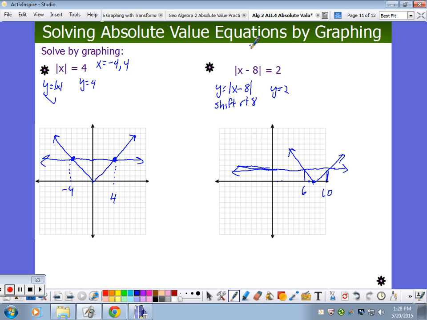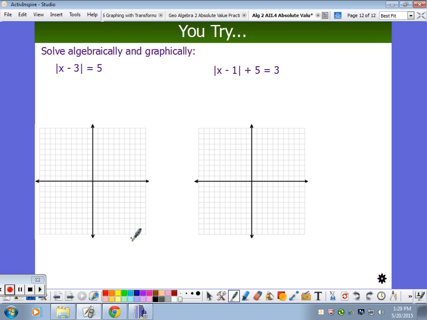We know how to kind of solve it, plug it in. 6 minus 8 is negative 2, absolute value. 10 minus 8, 2. Looking at where they intersect. These are your tries. The only thing is I want to actually do this one. I want to do that last try, because our graphing's not so good.